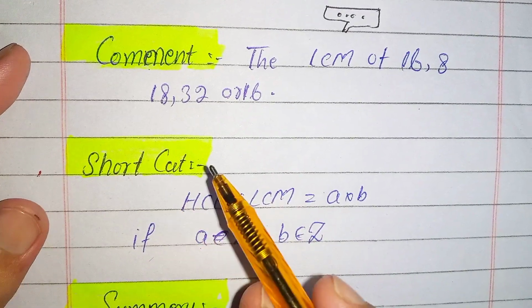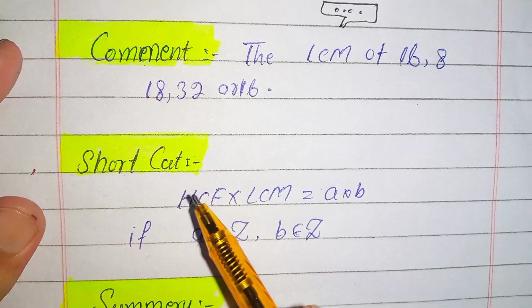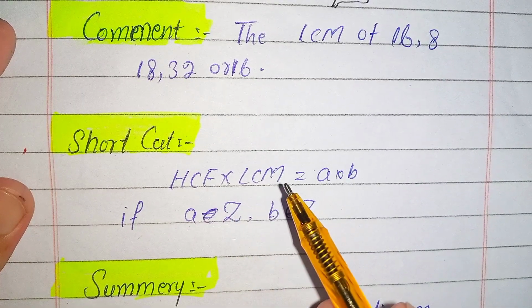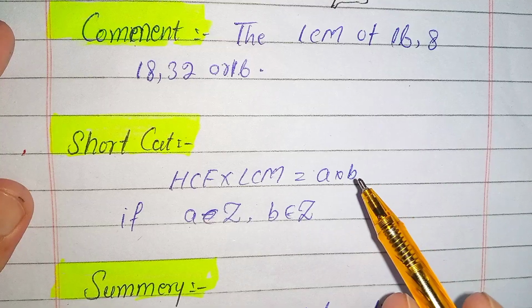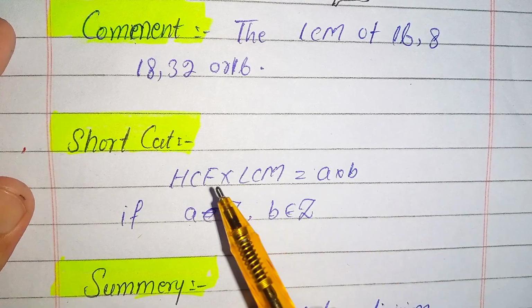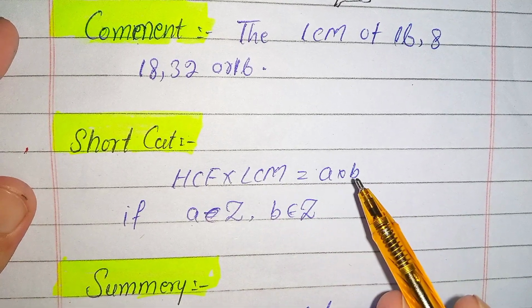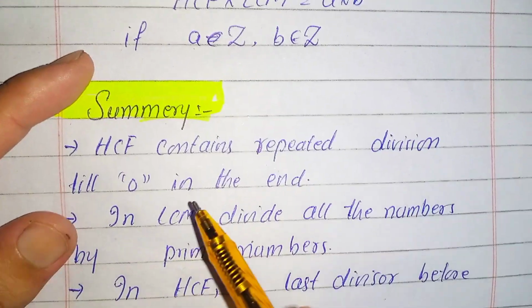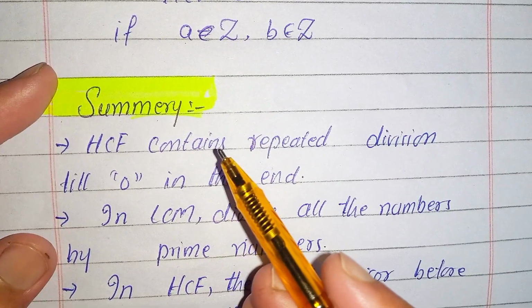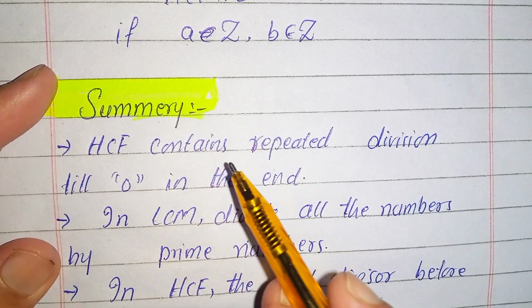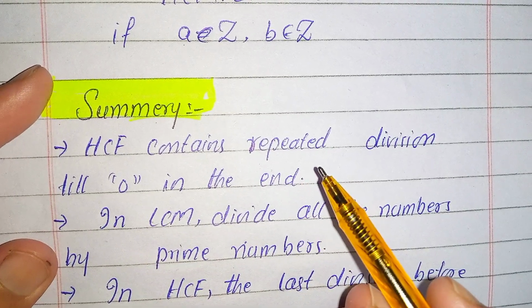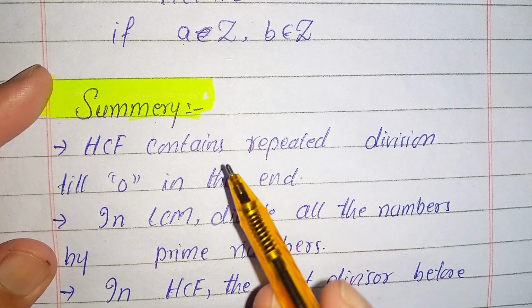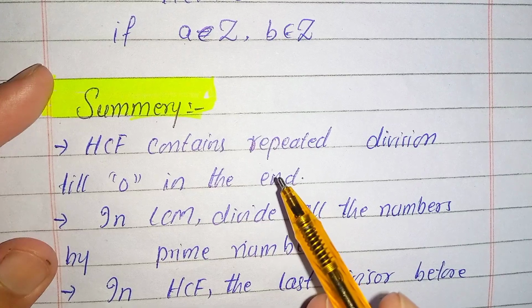There is a shortcut for finding the LCM and HCF. So dear viewer, HCF times LCM is equal to A times B. If A and B are two numbers, then the product of their HCF and LCM is equal to the product of the numbers. The summary for the LCM and HCF is that HCF uses repeated division until we get 0 at the end.